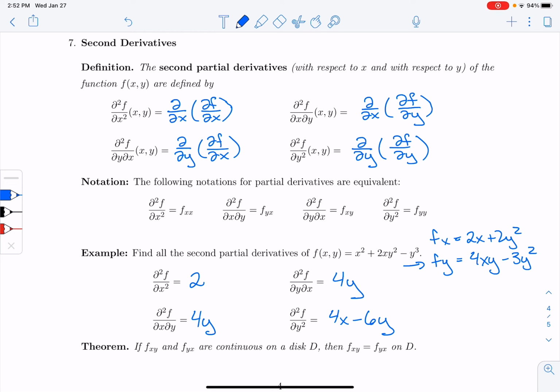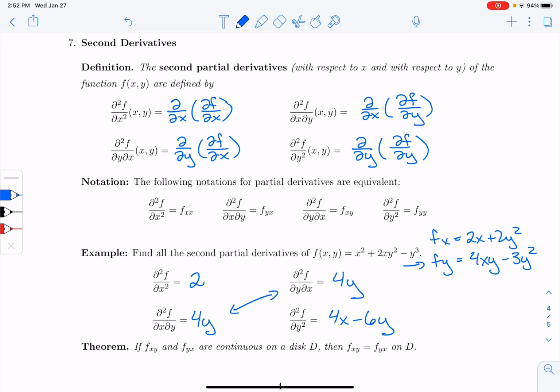Now, hopefully at this point, you've noticed something. You noticed that the two mixed partials in this case were equal. They both were equal to 4y. And the question is, is that a coincidence? And the answer is no, that's not a coincidence.